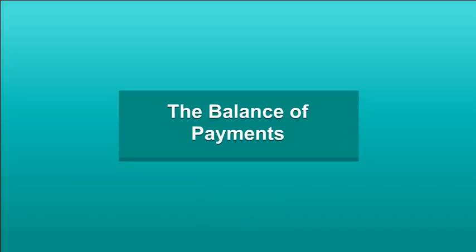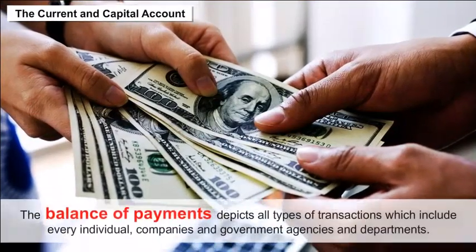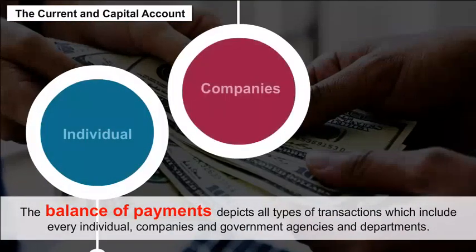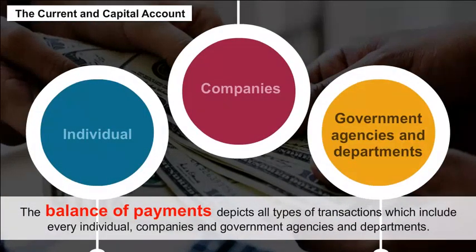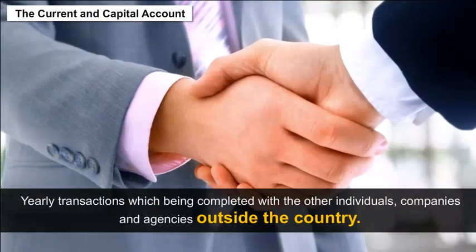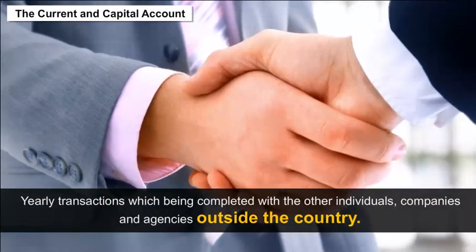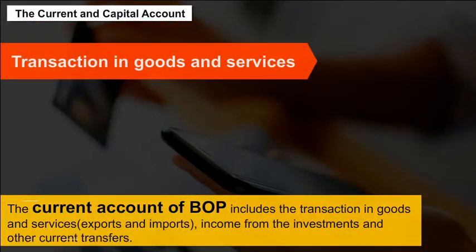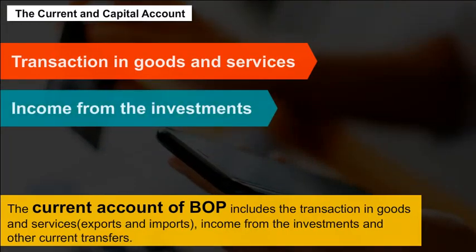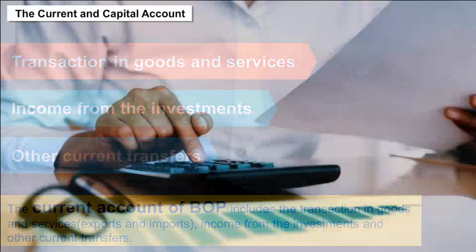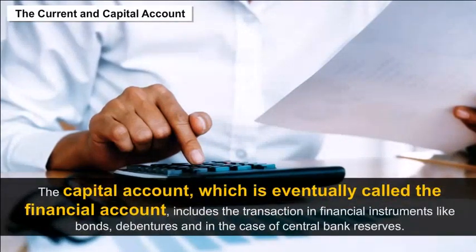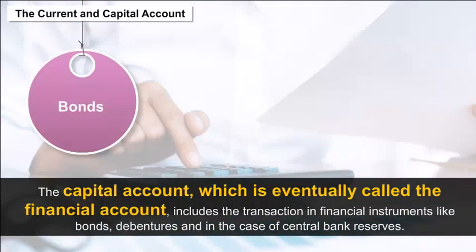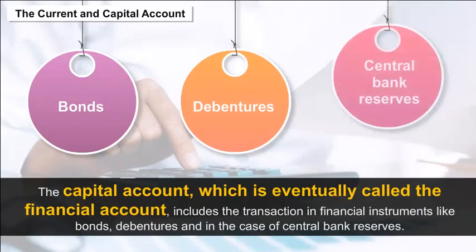The balance of payments. The current and capital account. The balance of payments depicts all types of transactions, which include the yearly transactions of every individual, company, and government agency and department, completed with other individuals, companies, and agencies outside the country. The current account of BOP includes transactions in goods and services, income from investments, and other current transfers. On the other hand, the capital account, which is eventually called the financial account, includes transactions in financial instruments like bonds, debentures, and central bank reserves.